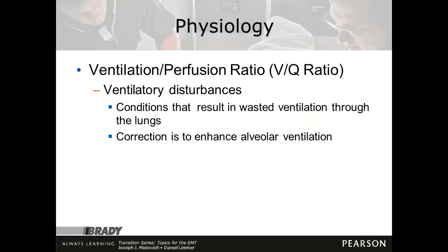A disturbance on the ventilation side of the VQ ratio can lead to hypoxia. If a condition or injury causes less oxygenated air to be available in the alveoli, the end result would be less oxygen saturating the blood and less oxygen delivered to the cells, creating hypoxemia and cellular hypoxia. Ventilatory disturbances are conditions that result in wasted ventilation, inadequate ventilation of the alveoli, and the correction is to provide sufficient ventilation to enhance alveolar ventilation.